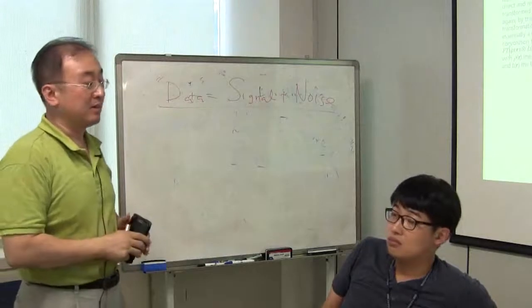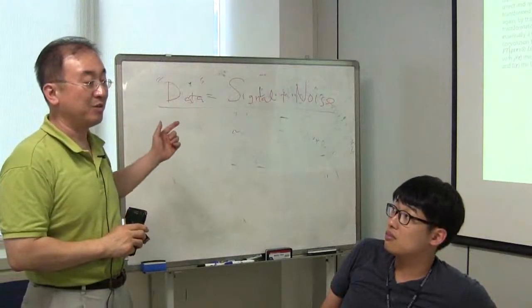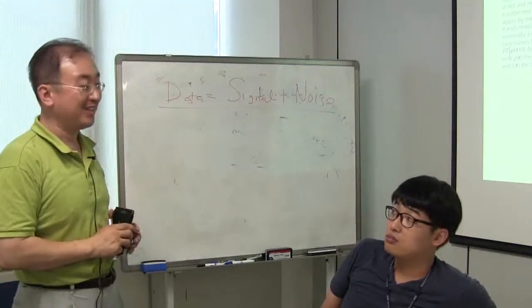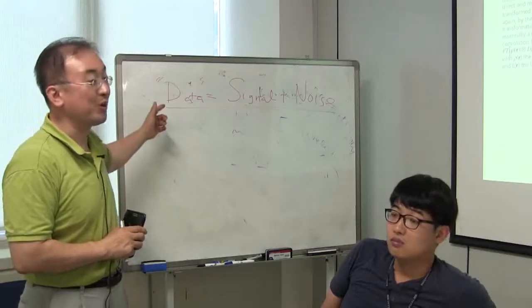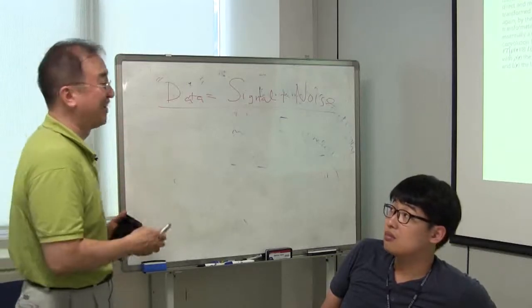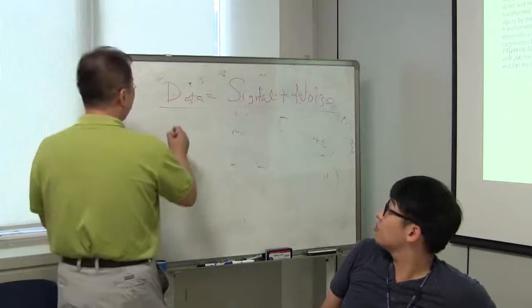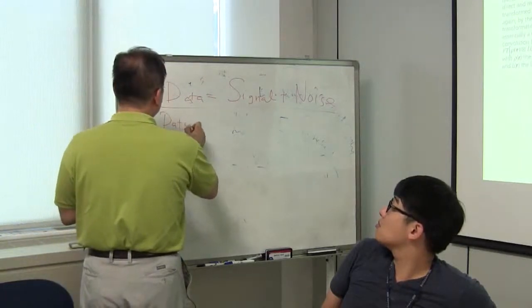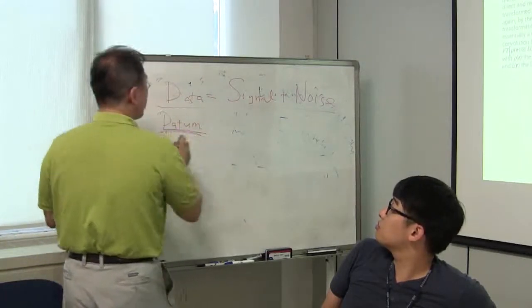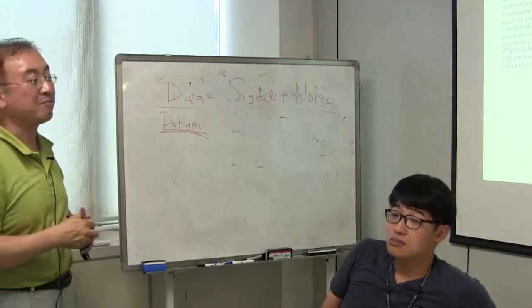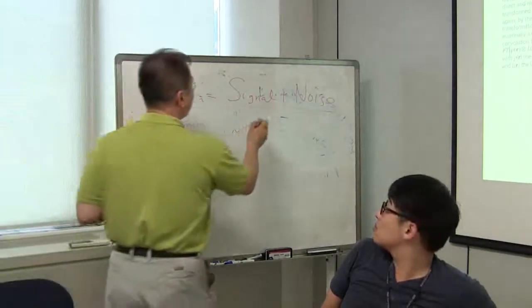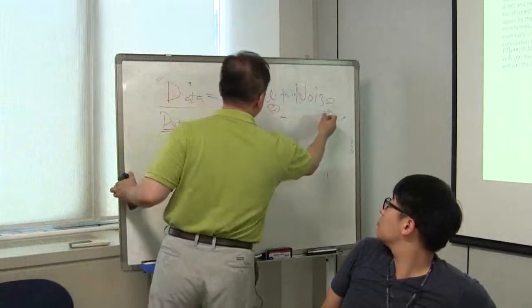What is the singular form of data? Because data is plural. Oh, correct. Thank you so much. Datum is the singular form of data. Data is plural. So we are talking about signals and noises.